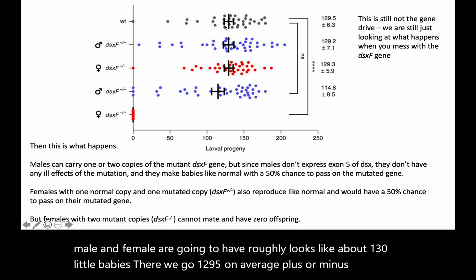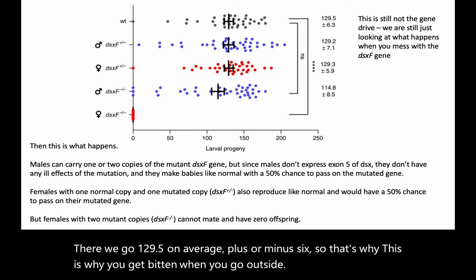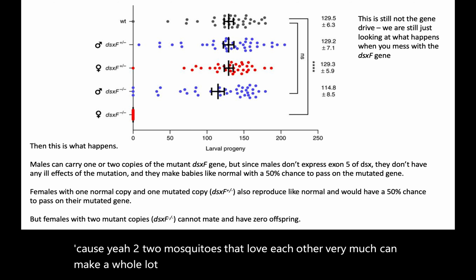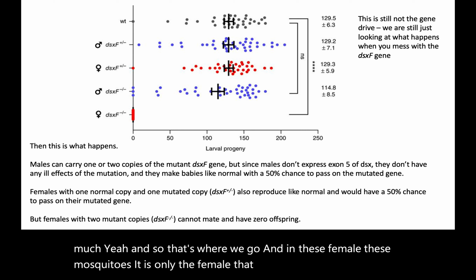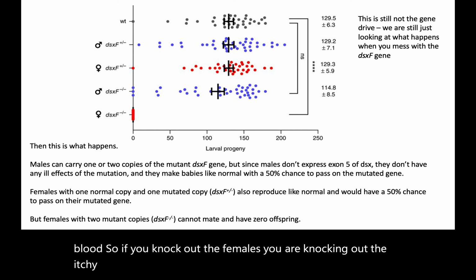So this is why you get bitten when you go outside. Because two mosquitoes that love each other very much can make a whole lot of other mosquitoes that love your blood very much. And in these mosquitoes, it is only the female that needs to feed on blood. So if you knock out the females, you are knocking out the itchy bites, and you're knocking out all the disease transmission that goes with the itchy bites.